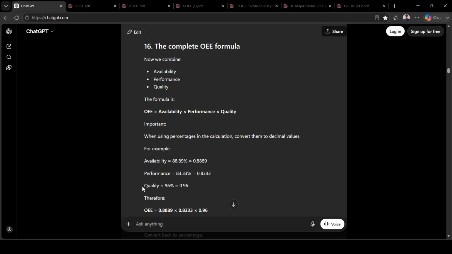Important: when using percentages in calculation, convert them to decimal values. For example, availability equals 88.89%, so that is 0.889. Performance equals 83.33%, so that is 0.833. Quality equals 96 percent, which is 0.96.